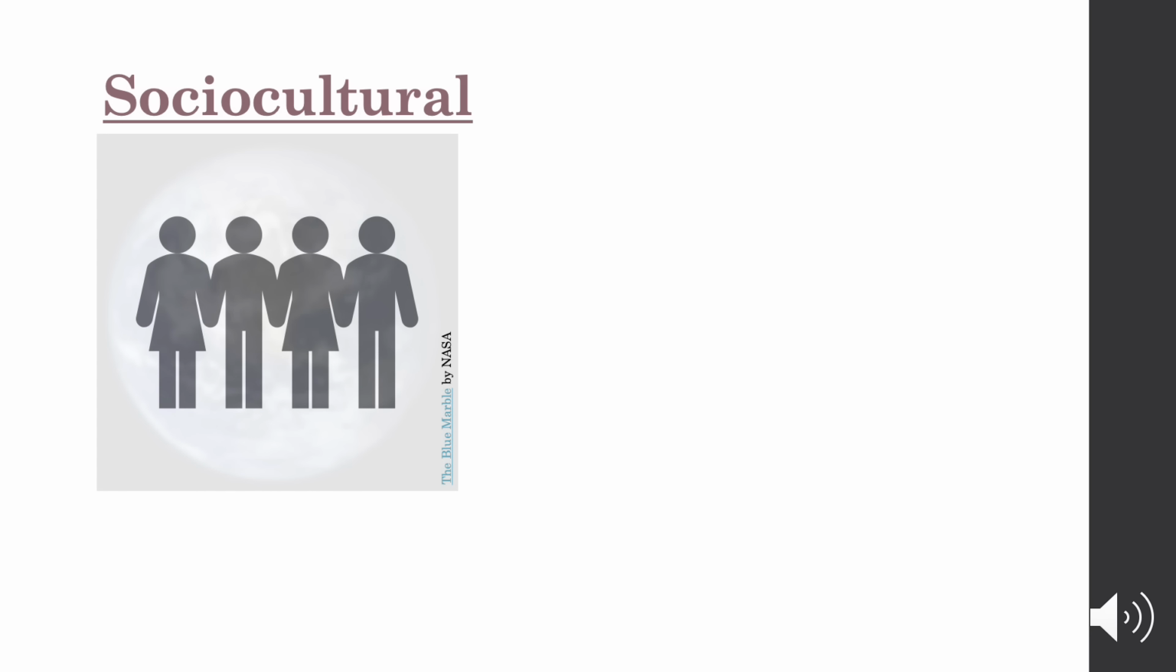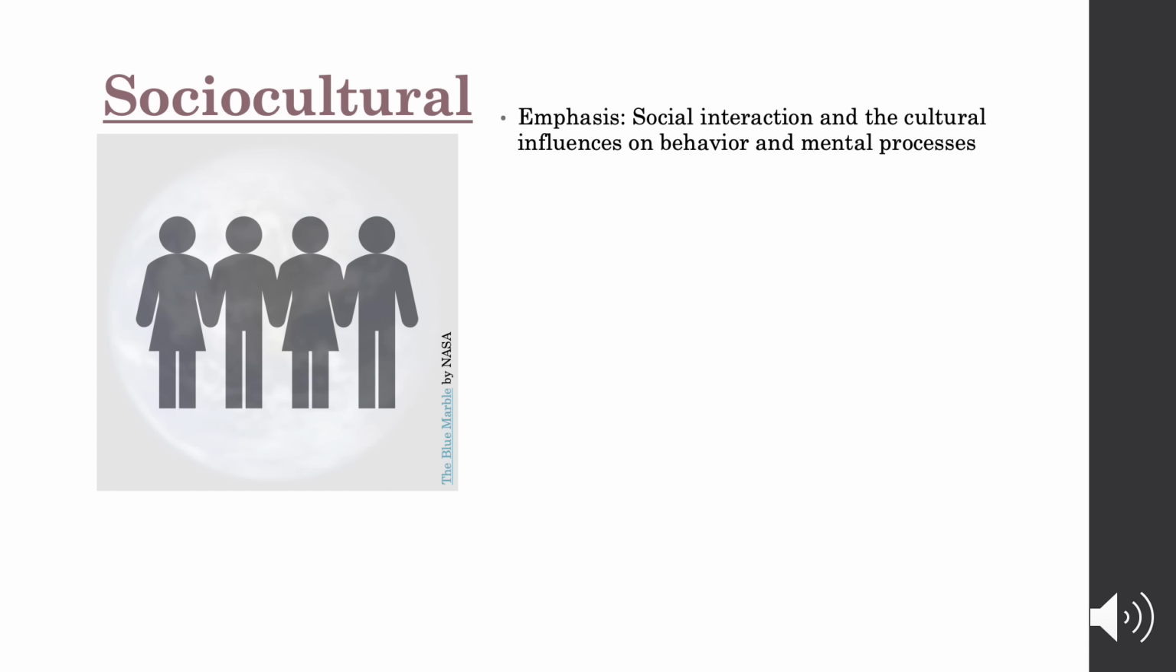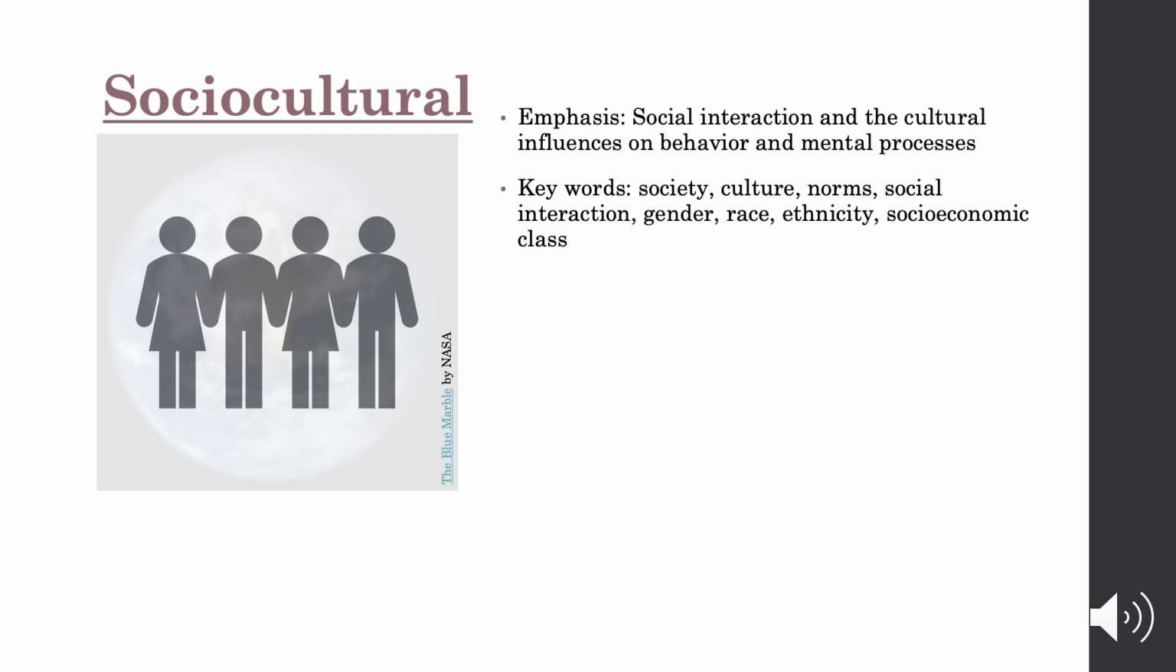The last unique perspective is the sociocultural view. Influenced by sociology, the sociocultural perspective often takes a broader look at human behavior. They study how social interaction and culture influences behavior and mental processes. Keywords to look for with the sociocultural perspective are society, culture, norms, social interaction, and social categories like gender, race, ethnicity, socioeconomic class or social class, and even religion or occupation.